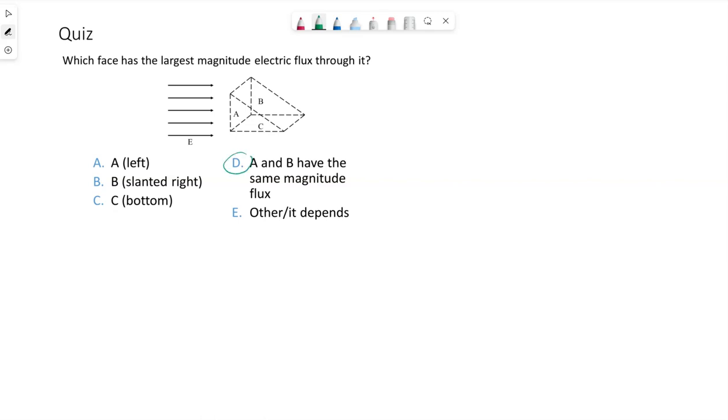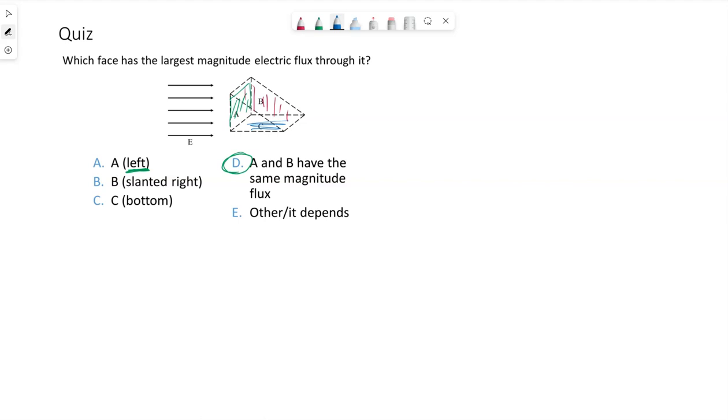So the correct answer here is D. So this shape here, A represents the left side. So this back rectangle is A. B represents the slanted side on the front. So this slanted side. And C represents the bottom down here.